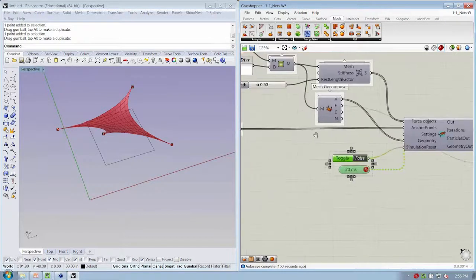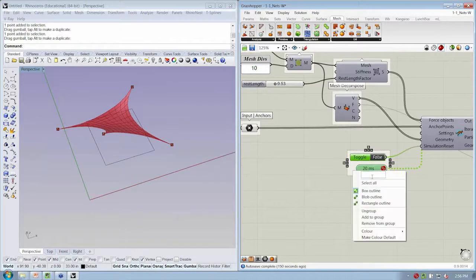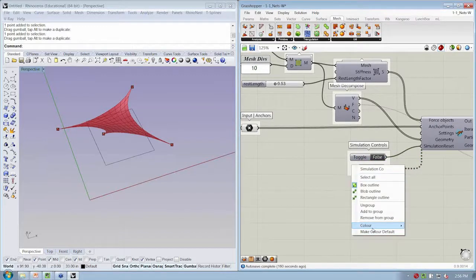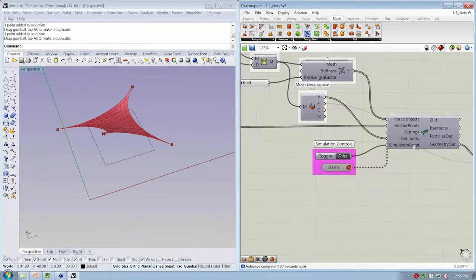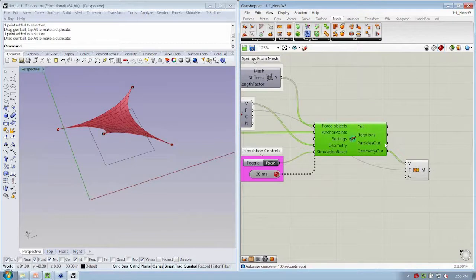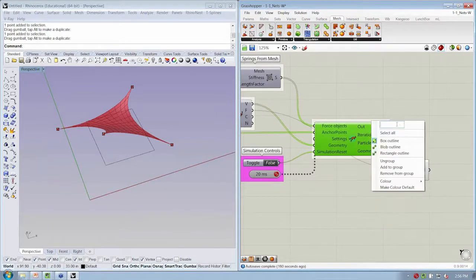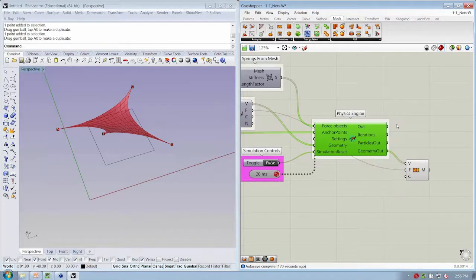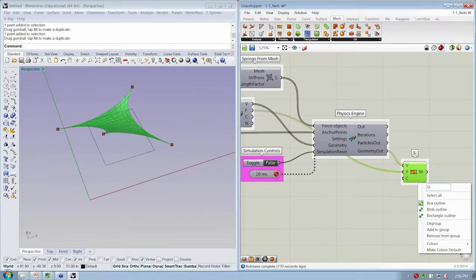These are pretty special. We'll call those our simulation controls. And I like to give those types of special inputs a different color. This is our Kangaroo physics engine. And our simulated mesh.